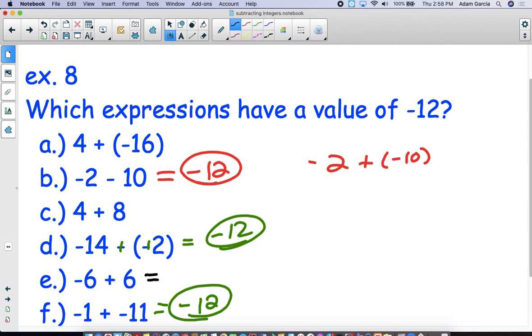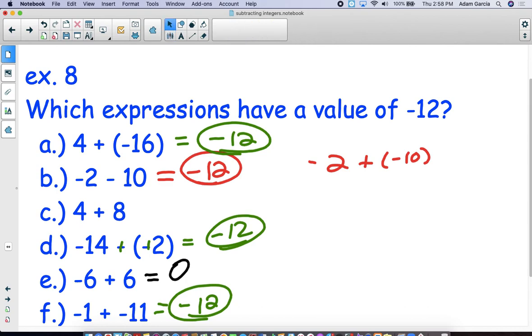8 plus. Oh wait. No. Yeah. A. 4 plus negative 16 would equal negative 12. Because you're starting at positive 4, and when you add negative 16, you're going to the left, you end up at negative 12. That's all. Because what's C equal? Positive 12. Yep, so E doesn't equal it, and C doesn't equal it.